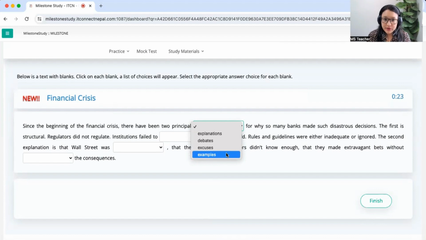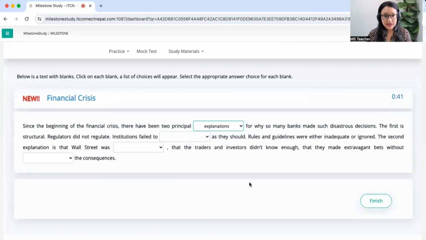So there have been two principal what for why so many banks made such disastrous decisions. So financial crisis, disastrous decisions made, okay? So what are those two principles? Principal debates, excuses, examples, or explanations. Now, the right answer would be explanations, and the reason is if you look further, the first is structural.